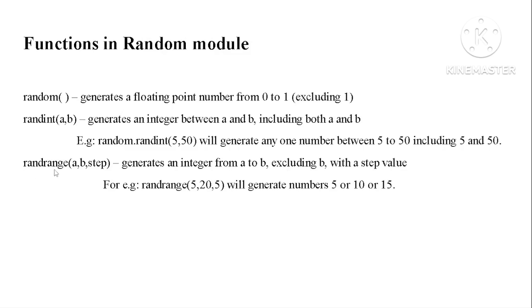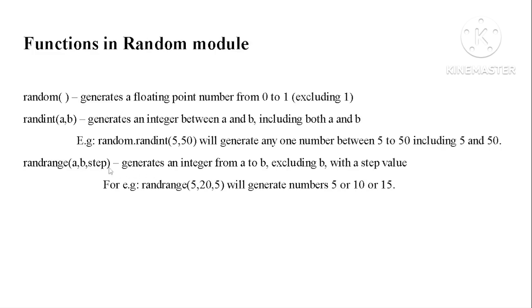Randrange is another specific type which will also generate an integer as an answer. But when you give a comma b, for example, in randint you give 1, 10, 1 may be generated, and 10 may also be generated. In randrange, 1 will be generated, but 10 is not included. That is, the upper limit is not included. It will stop one value before the upper limit.